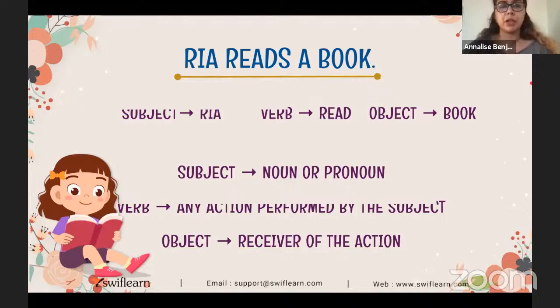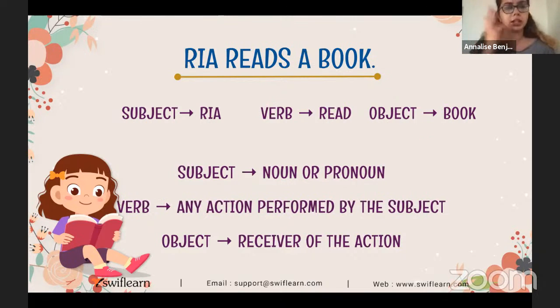Look at our next sentence given below. Ria reads a book. Over here, Ria is our subject. Our verb is read because it's the action that is being performed, and our object is book. Now, always remember your subject is either going to be a noun or it's going to be a pronoun. After which we have our verb. We all know that our verb means an action word. So our verb is going to be an action which is performed by the subject. And lastly, we have our object, who is the receiver of the action. That means it's receiving the action that the subject is performing. Let's move on.